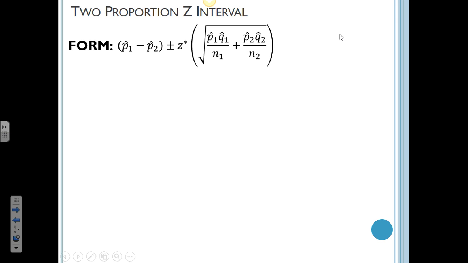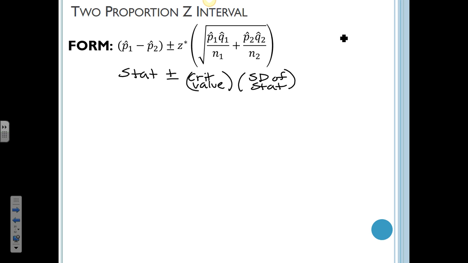Now, from your video notes over the weekend, you have seen this difference in the proportions, the p hat 1 minus the p hat 2. You've also found the derivation of the standard deviation of the statistic. But I need you to realize that this is just statistic plus or minus critical value times the standard deviation of the statistic.